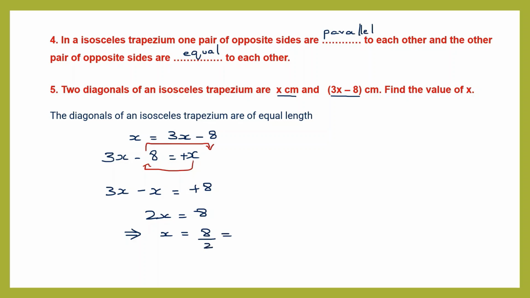So 8 divided by 2 is 4. So we've got our answer. The value of x is 4. So that will be 4 centimeters.